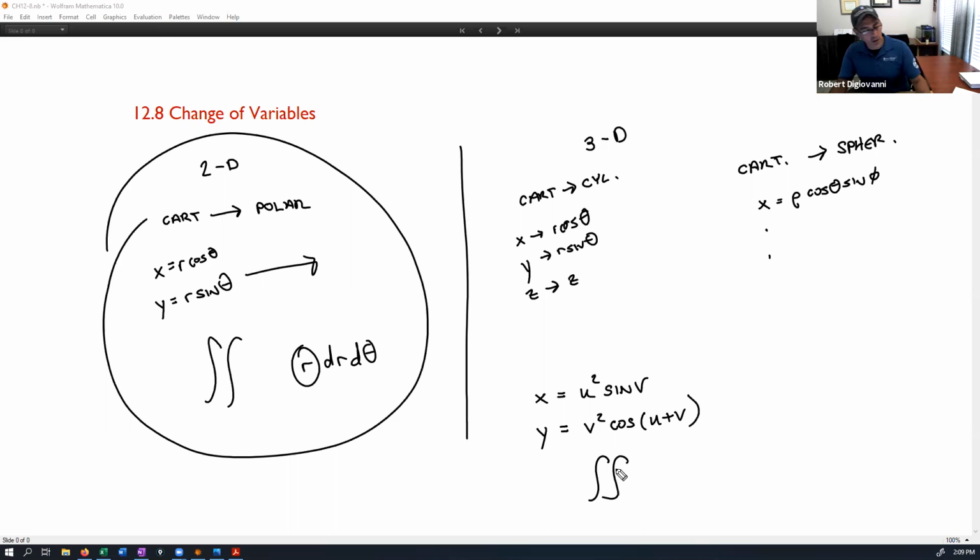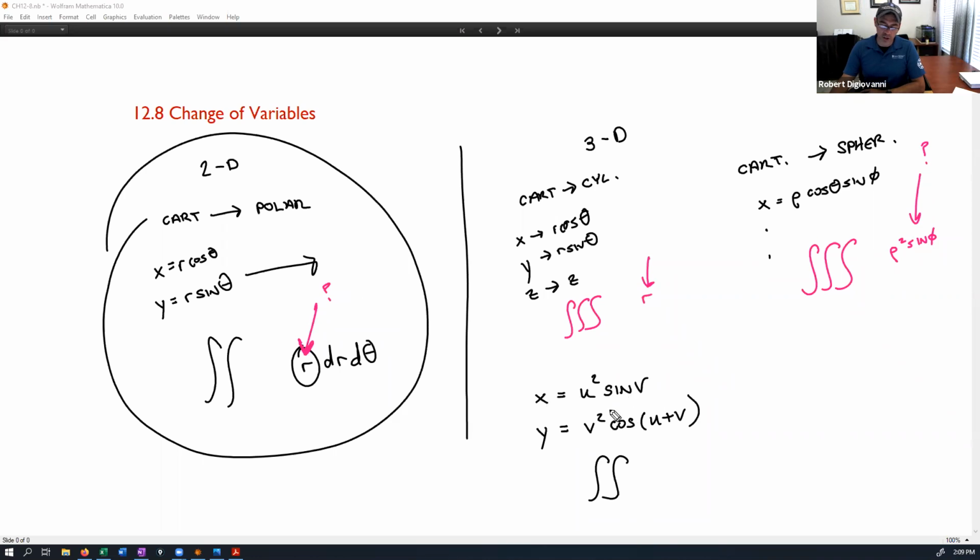I forgot to mention this, sorry. I mentioned over here that the r kind of came from somewhere, right? And over here in the cylindrical, the r also appeared. And when we did the spherical, we had this rho squared sine phi appear. And it's like, where's that coming from, right? Why do we have to do that? Why is the r there? Why is this r here?